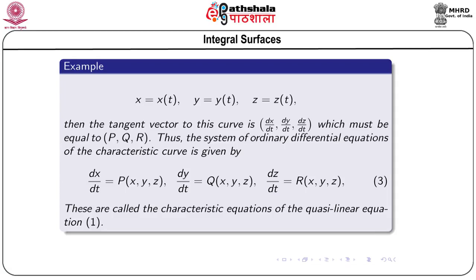That means x, y and z can be written as some function of a parameter, small t. Then the tangent vector to this curve is dx/dt, dy/dt and dz/dt. Since the direction ratios of the tangent vector are proportional to capital P, capital Q, capital R, dx/dt must equal capital P, dy/dt must equal capital Q and dz/dt must equal capital R. So, equation 3 gives the equation of the characteristic curves of the quasi-linear equation 1.